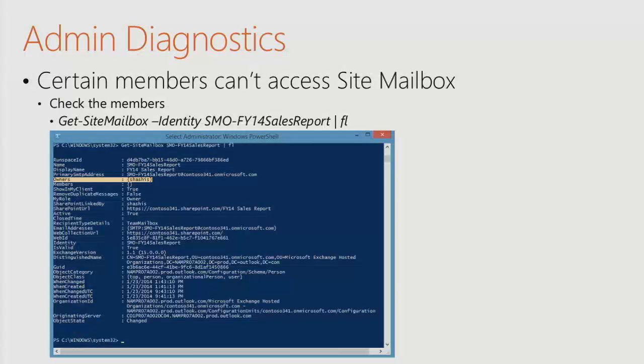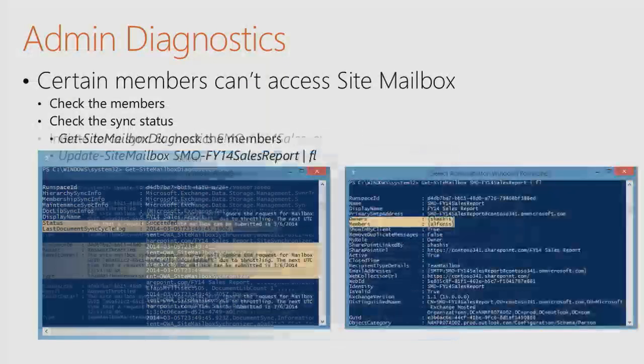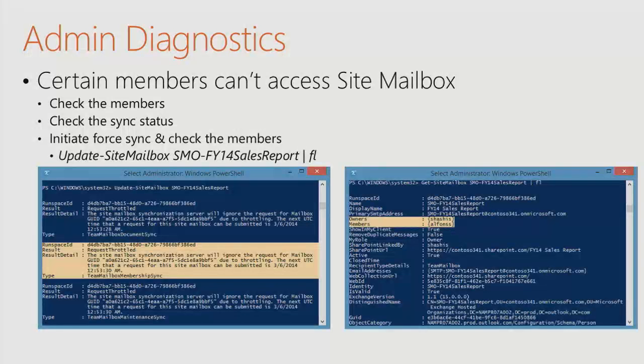So the next thing that came to my mind is, how about I run some diagnostics to see when was the last sync that ever happened? And sure enough, the last thing that happened is document sync. And at that point, I decided to force a membership sync. I can do that by issuing the update site mailbox commandlet, which allows me to force the sync. And as you can see, the sync successfully happened, and Alphonse is now listed as a member in the member list of the site mailbox.